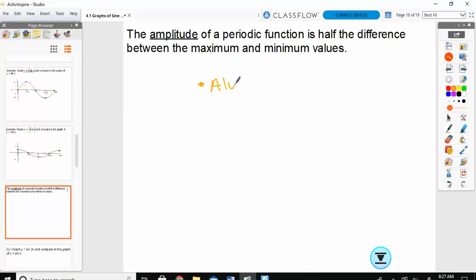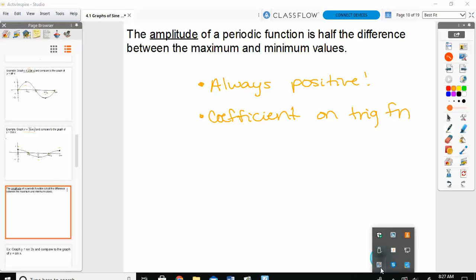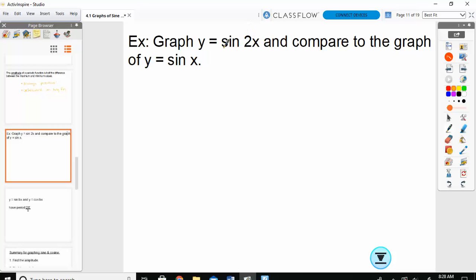When I'm talking about amplitude, it is always a positive number, and it's the coefficient on the trig function. If I say y equals sine of 2x, I know if the 2 were out in front, that would change my amplitude. Let's see what happens if it's attached to the x.